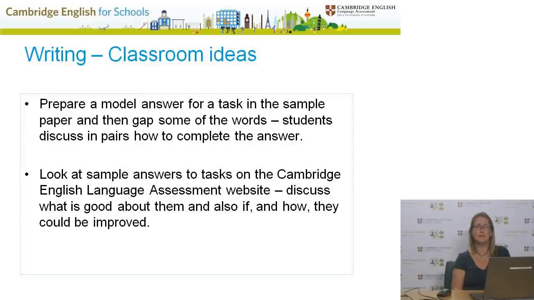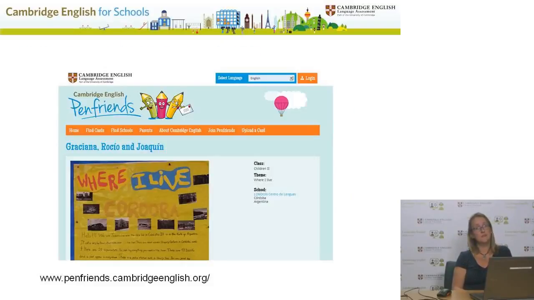Of course, another way to help learners is to get them to write to other learners. If you would like to connect to other schools, then you can sign up for Cambridge English Pen Friends. This is a free activity for your school and it will give your learners the opportunity to practice what they have learnt. You can sign up and connect with another school and then send each other cards or e-cards. We'll send you the web address for this and all the other sites after the webinar.